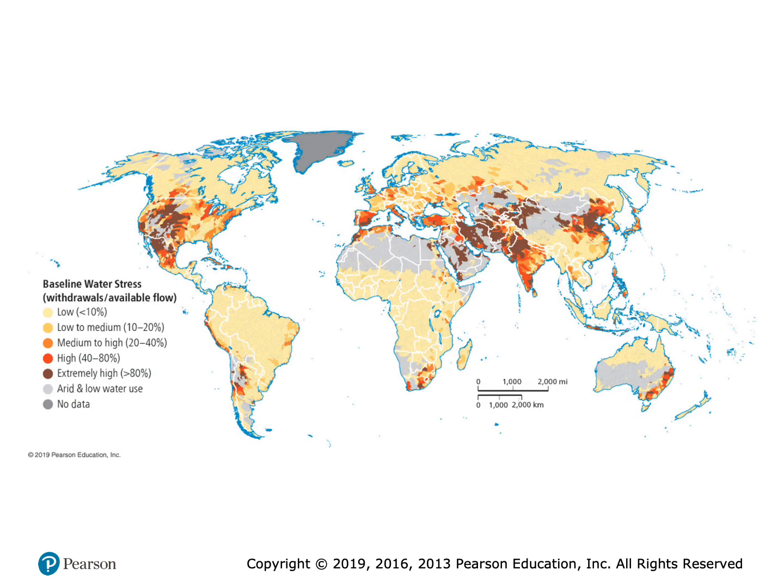This is a look at the baseline water stress and how it varies per region. Areas with available fresh water and water withdrawal are coded as arid and low water use. So you can see here who's using more water than others throughout the world.